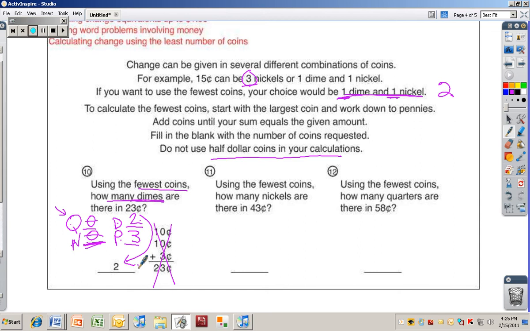Number 11, using the fewest coins, how many nickels are there in 43 cents? So I want you to pause the video, put the QDNP on here, see if you can fill this in perfectly, and then answer the question down here of how many nickels you used.